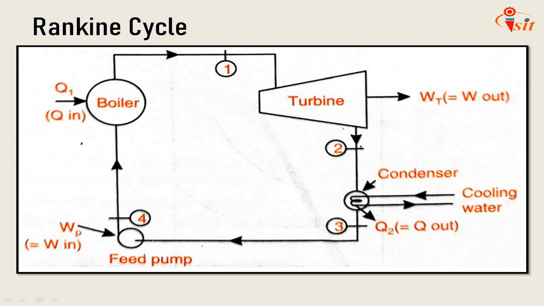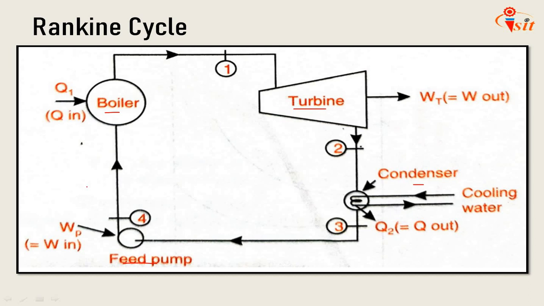Next important cycle is the Rankine cycle. Rankine cycle is a theoretical cycle on which the steam turbine works. So here the schematic diagram shows the steam power plant. The four major components are boiler, turbine, condenser and feed pump.